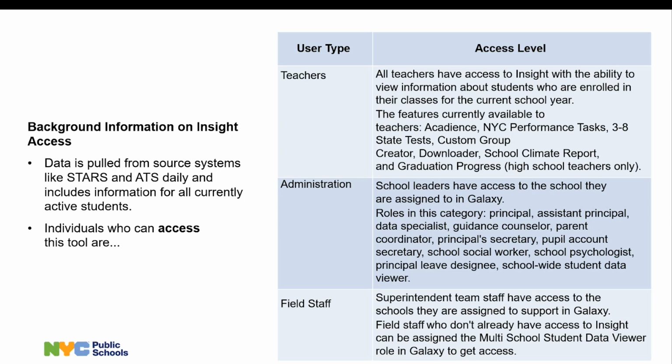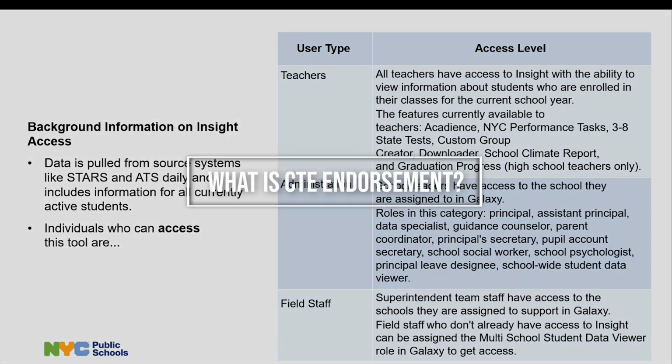And then if you have a school-wide student data viewer, that's an access level that's assigned. And then for field staff, which a lot of people on this call are, superintendent team staff has access to the schools you're assigned to support in Galaxy, but if you don't have access, you can be assigned the multi-school student data viewer role in Galaxy to get access. I know that's a mouthful, but there is a role in Galaxy. You have to just go in and flag it. Multi-school student data viewer will help you get access if you are field staff across the schools that you serve.